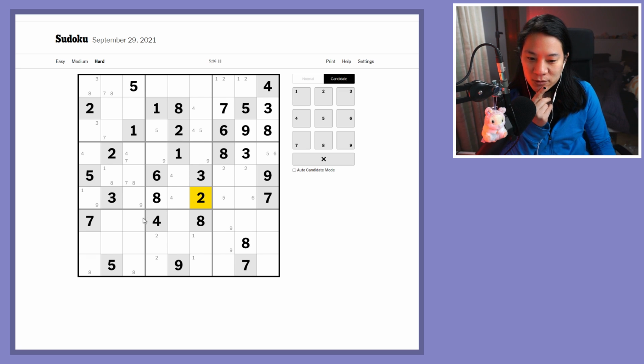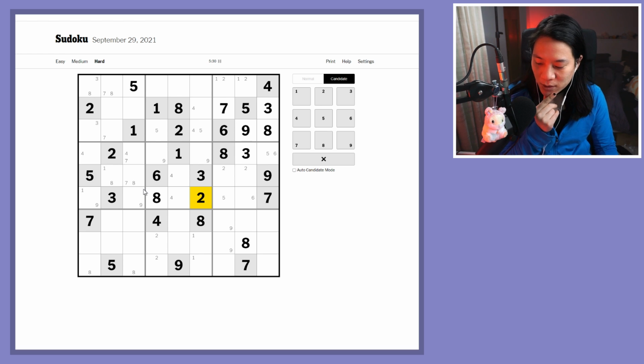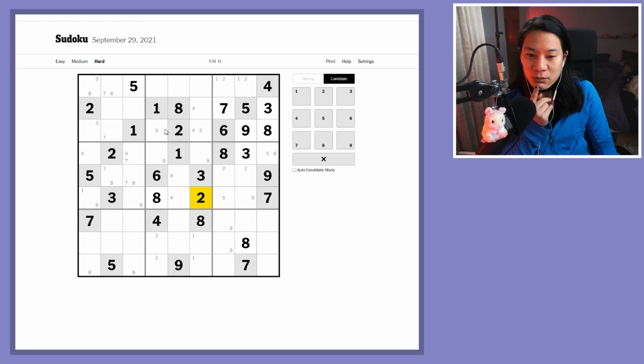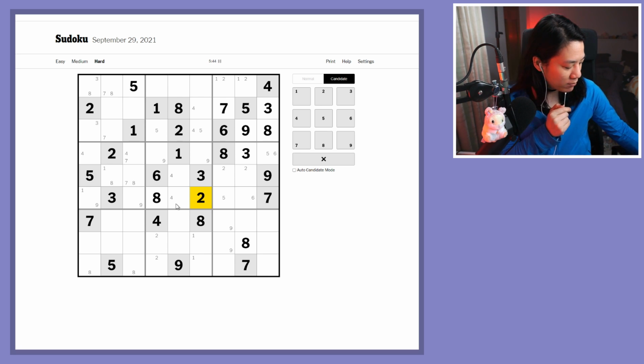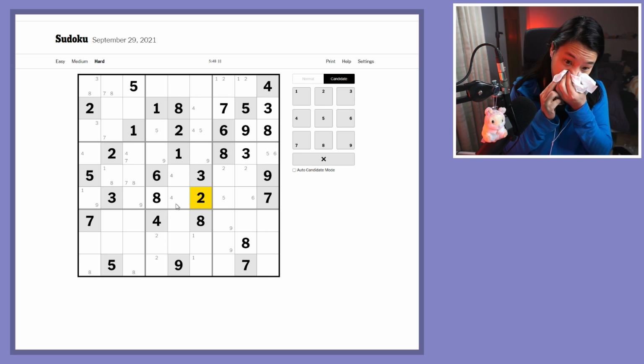I'm definitely not running away with this puzzle today. Nines. Yeah, I can't see much more going on. So I'm just going to wipe my nose quickly. I'm feeling the sniffle coming on.